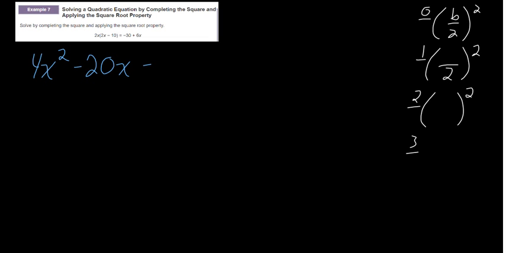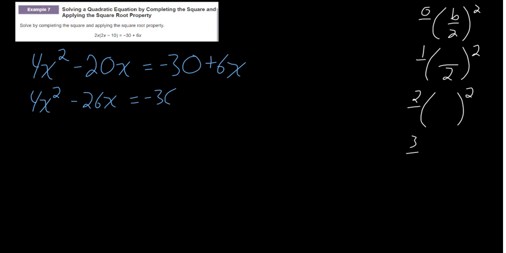That's going to be equal to negative 30 plus 6x. Alrighty. So what I'm going to do is put the terms with the variable on my left side and my constant on the right. And of course, all we have to do really is subtract 6x from both sides, right? So we're going to have 4x squared minus 26x, that's going to be equal to a negative 30.